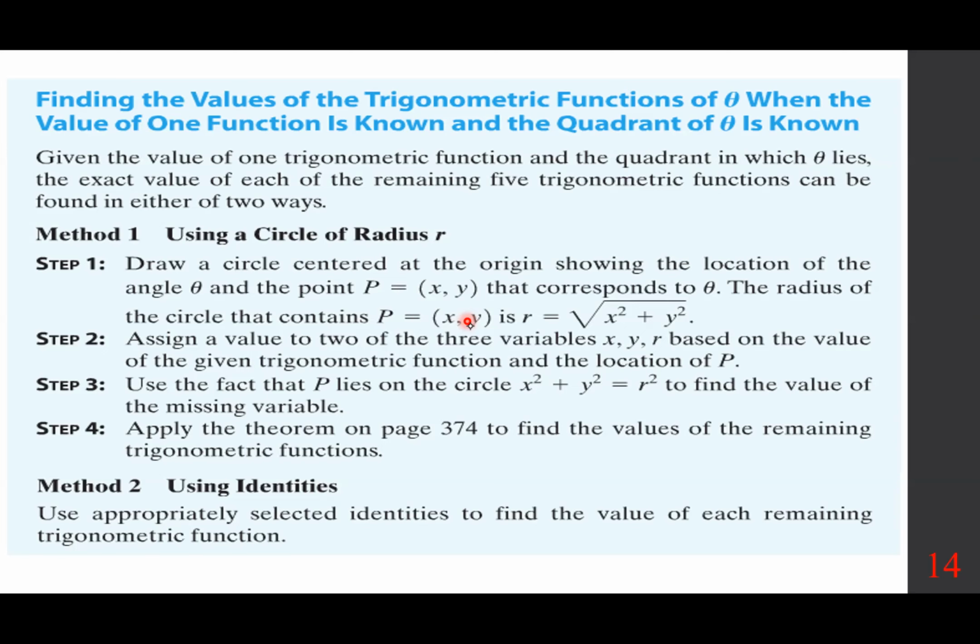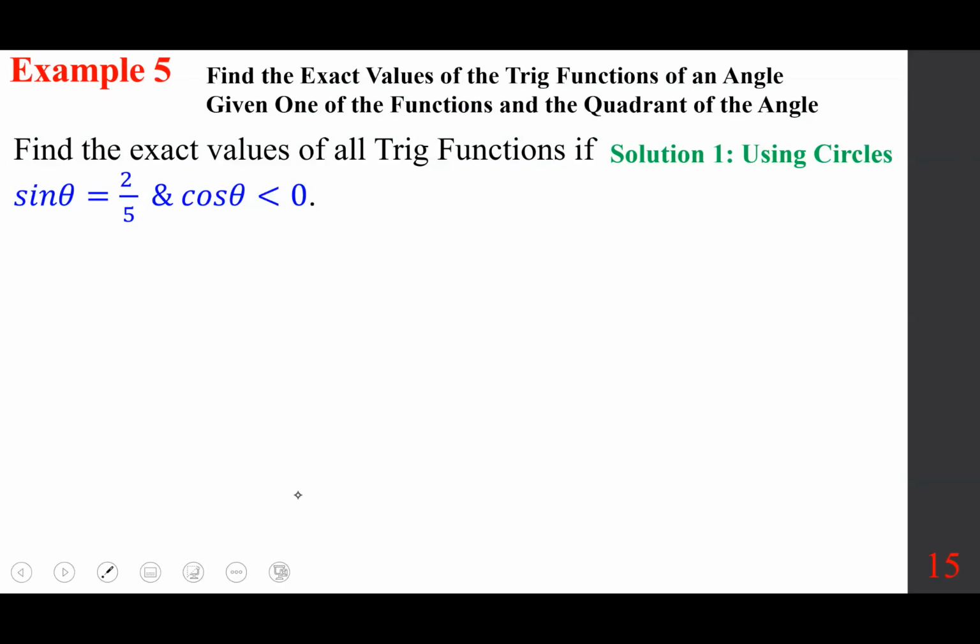However, the second method is, as always, using identities. So here's a simple example. We're going to do both methods just for the sake of argument. And generally speaking, as long as you can do one, that's good enough. You don't have to do both as far as I'm concerned. But you really want to be familiar with both methods.